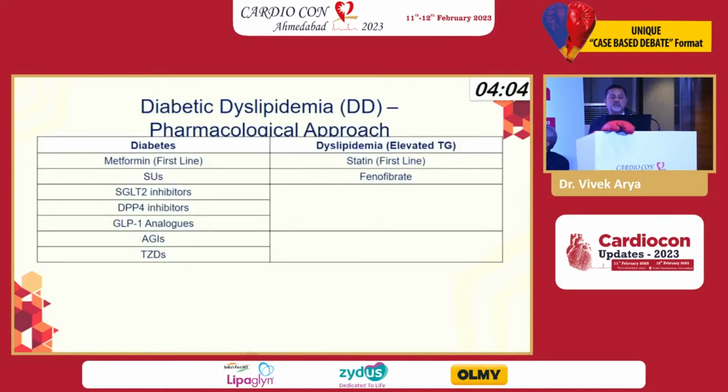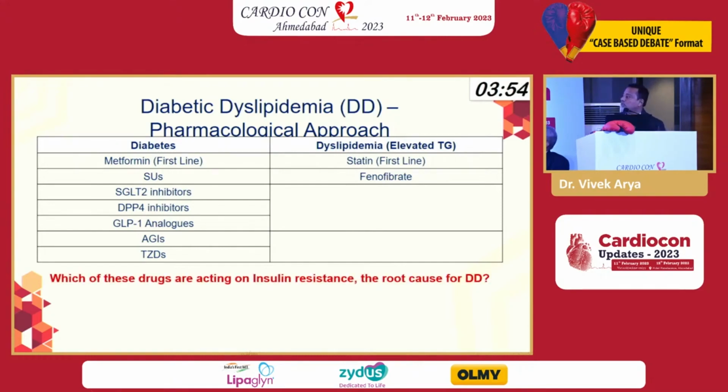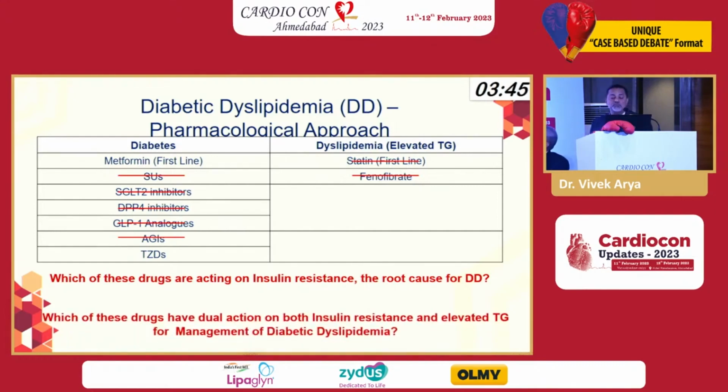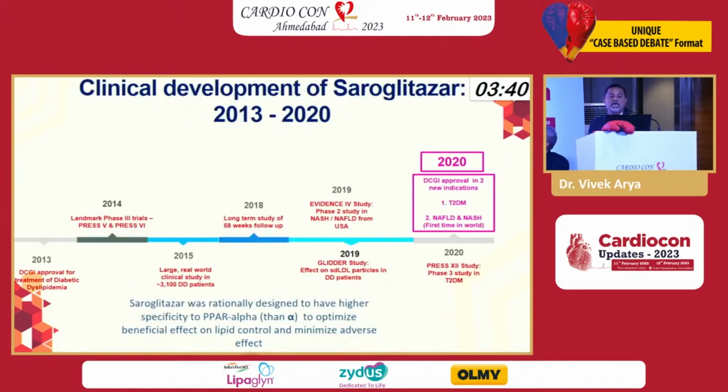If you look at this, you find that you have varied kinds of treatment for diabetes, and for dyslipidemia you have statin and fenofibrate. These are available treatments. But which of these drugs is going to take care of both things, insulin resistance and the root cause of diabetic dyslipidemia? So PPAR gamma probably had a good role in treating both. And again, if you look at the newer development, where you had a dual blocker, it was approved in 2013 by DCGI for treatment of diabetic dyslipidemia.